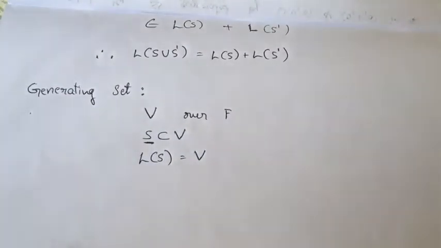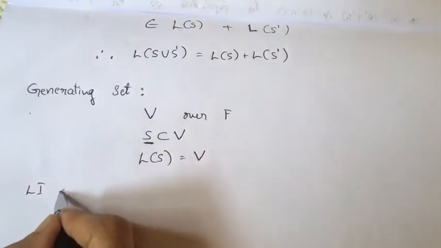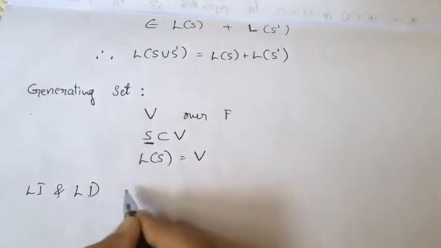Next is linear dependency and linear independency of vectors.